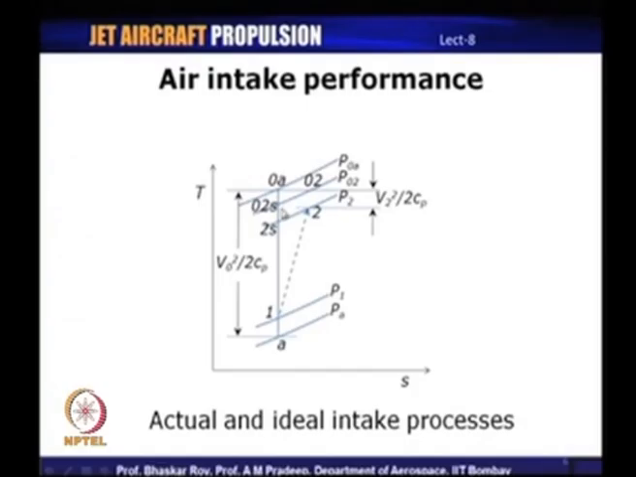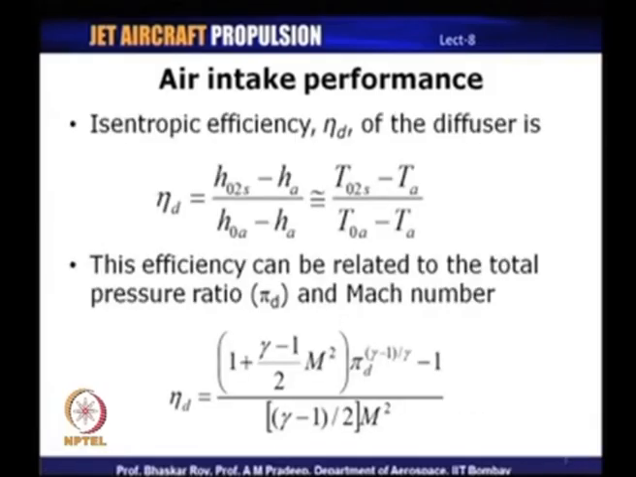So, how do we define an efficiency based on this? The efficiency that we are going to define will be based not on the pressures essentially, but on the temperatures or enthalpies corresponding to this line. So, we will define the difference in enthalpy for an actual process divided by that of an ideal process. Based on what we have discussed now, the isentropic efficiency of the diffuser can be defined as H0 2S, which is the total stagnation enthalpy for the isentropic process, minus H A, which is the static enthalpy at the ambient condition, divided by H0 A minus H A.